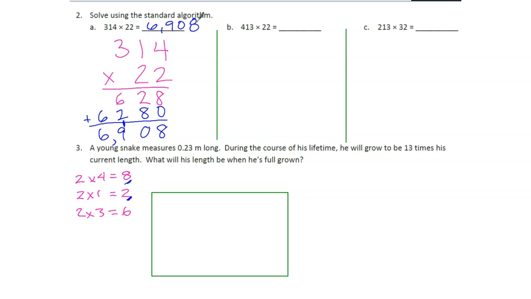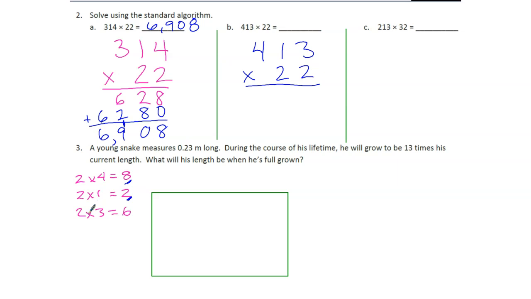All right, next is 413 times 22. Same thing. If you notice, the digits changed places. So my 4 went from my ones place to my hundreds place. My 3 went from my hundreds place to my ones place. So still the same 3 multiplication problems to solve this standard algorithm.